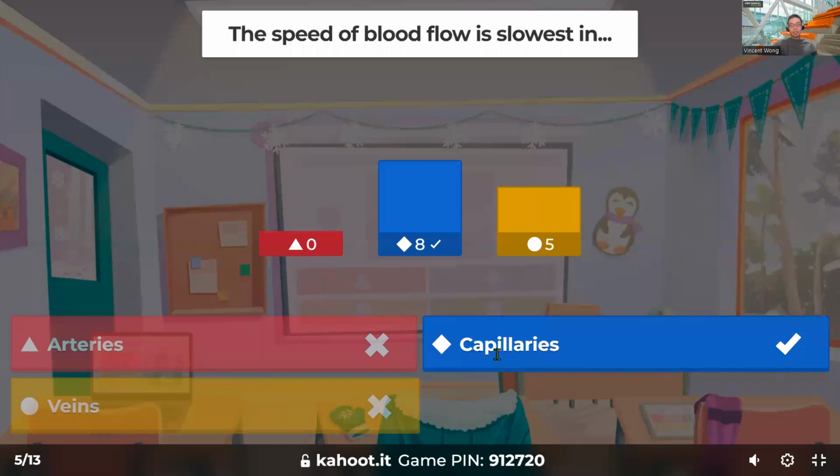Yep, capillaries is the slowest blood flow. For those of you who chose veins, you're probably thinking about blood pressure. Blood pressure is the lowest in the veins, but in terms of speed, slowest in capillaries, right? Remember, you have to slow down significantly for the gas exchange to take place, right? If the cells are zooming by, there's not enough time for gas exchange.